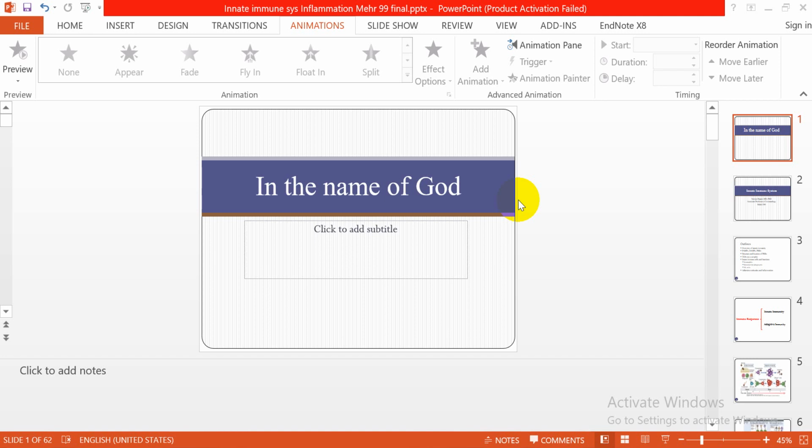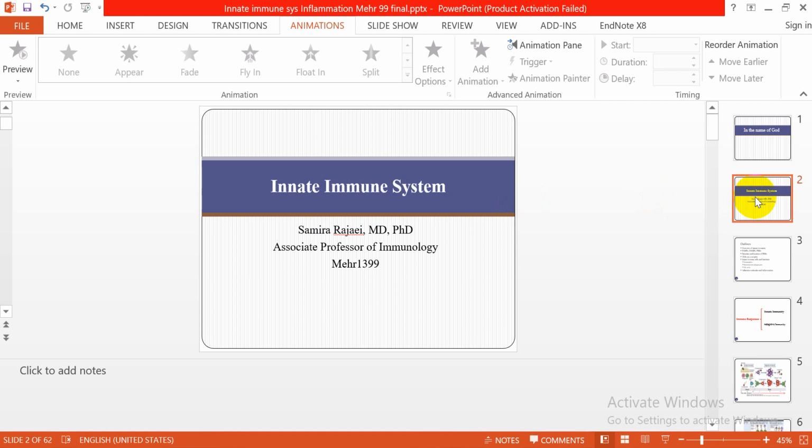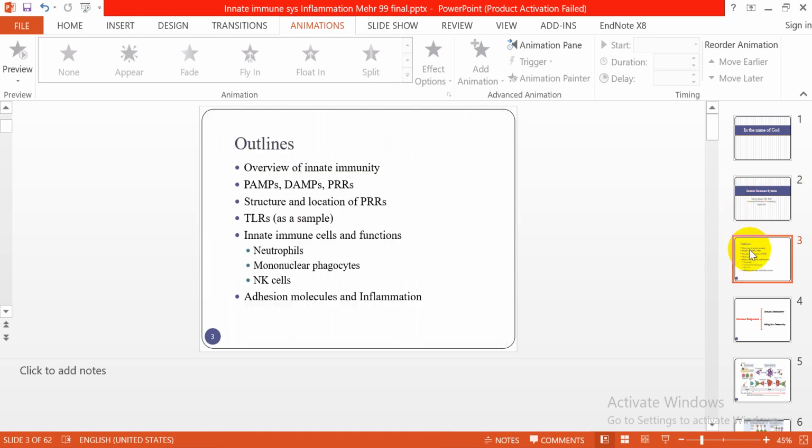The subject of this session is about innate immune responses. I'm Dr. Rajai, Associate Professor of Immunology, and today we want to speak about innate immune responses.